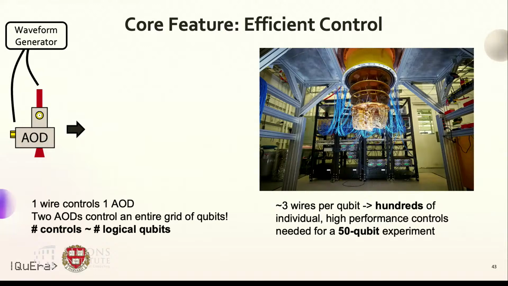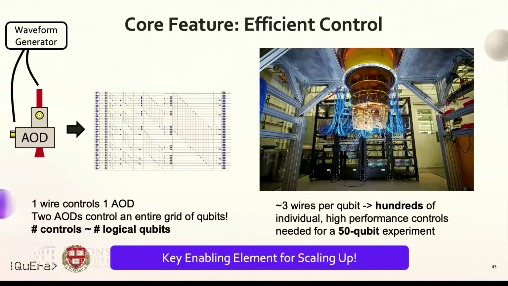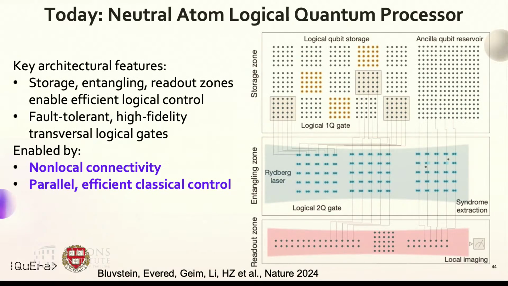Here, one wire controls one AOD, and this entire circuit, because we structured it in a way that utilizes the parallelism, uses in total maybe 5 AWGs in the lab compared to hundreds in many other platforms. So with this, we have the features of non-local connectivity and parallel, efficient classical control that allow one to do very complex things.